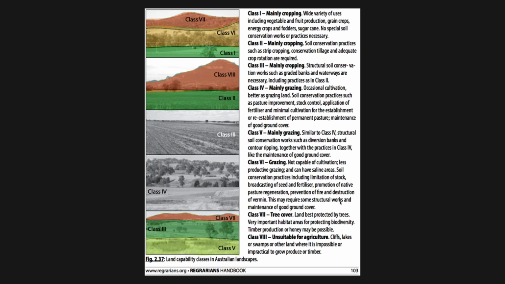Now, you can adjust that, therefore. So if you look at these land classes, that land class might be, say, mainly grazing class 4 because of these issues around cracking. But we can amend that.